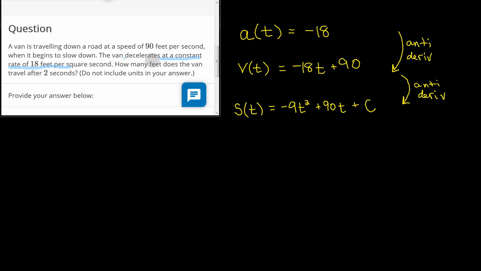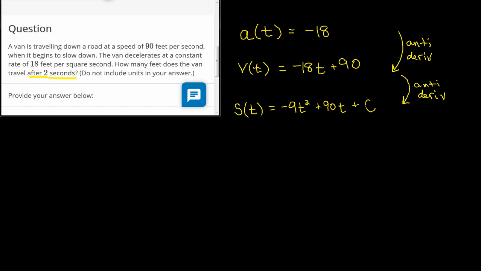And so if I think about this problem, you might say, well, hey, Travis, the problem doesn't tell me where the van was at time 0. But if you think about what the question's asking, it's asking how many feet does the van travel 2 seconds after we press the brakes? And so the point is that we don't care where the van is at time 0. We just care where it ends up after 2 seconds. So you can actually make this c any number you want, and you'll still get the right answer.